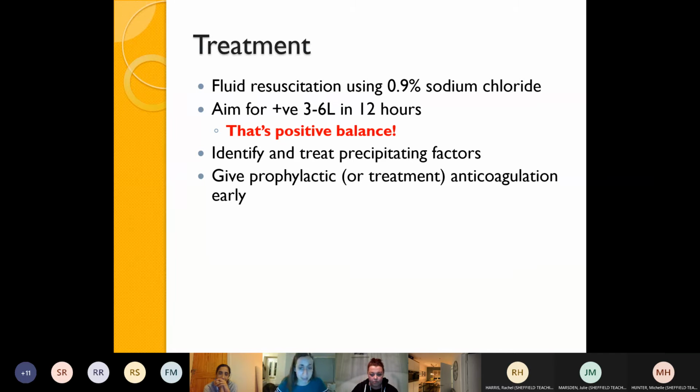Give their prophylactic or treatment anticoagulation early. As I say, they're at really high risk of clot. So if they look like they've got a DVT or something, treat them straight away. And if not, again, these patients, if they're in resus and they're unconscious, they're even higher risk, aren't they? They're really dry, but they're also possibly unconscious and not going to be moving. So we need to give them their prophylactic dalteparin at 10 p.m.